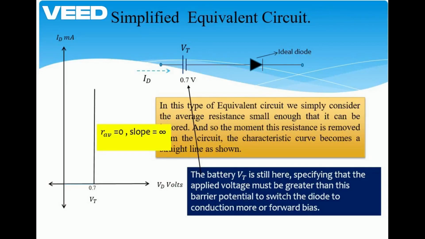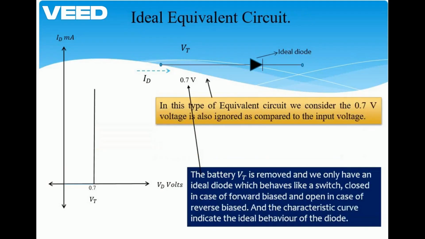The battery is still here because we are still considering that in order to make the diode conduct, in order to forward bias the diode, the input voltage has to be greater than this knee value, this 0.7 volt value. So this VT is still in consideration, and this is the simplified equivalent circuit. We also move ahead, and this is the further modification. This is the final equivalent circuit we have.